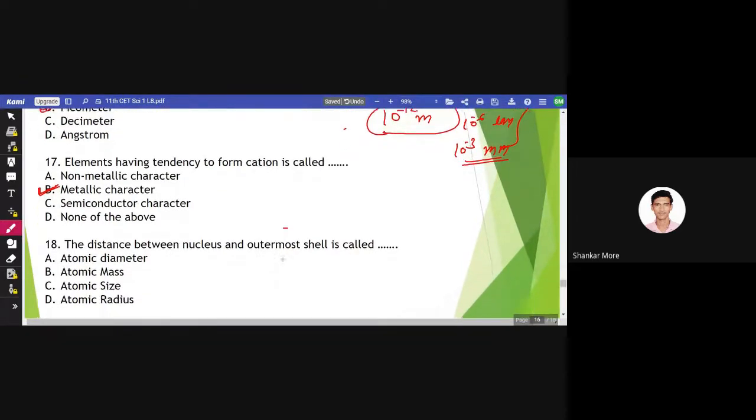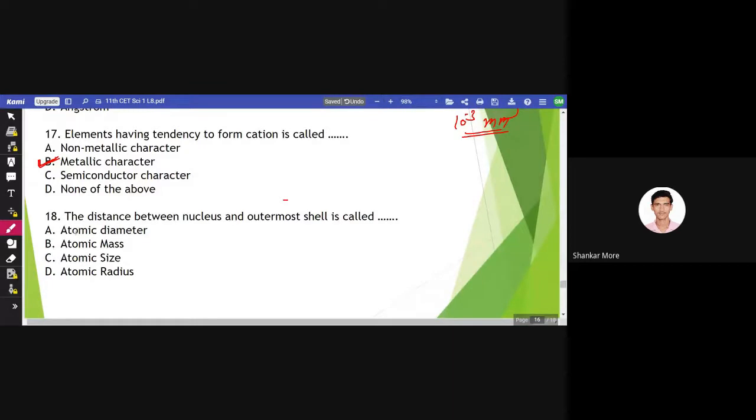Now, next one. The distance between nucleus and outermost shell is called atomic radius. बराबर. न्यूक्लियस में और आउटर मोस्ट शेल में जो डिस्टेंस है उसे हम क्या कहते हैं? एटॉमिक रेडियस कहते हैं. एवरीबॉडी गिव आंसर. 4 ही लोगों ने आंसर दिया है. चलो ठीक है. Atomic radius is the correct answer, right?